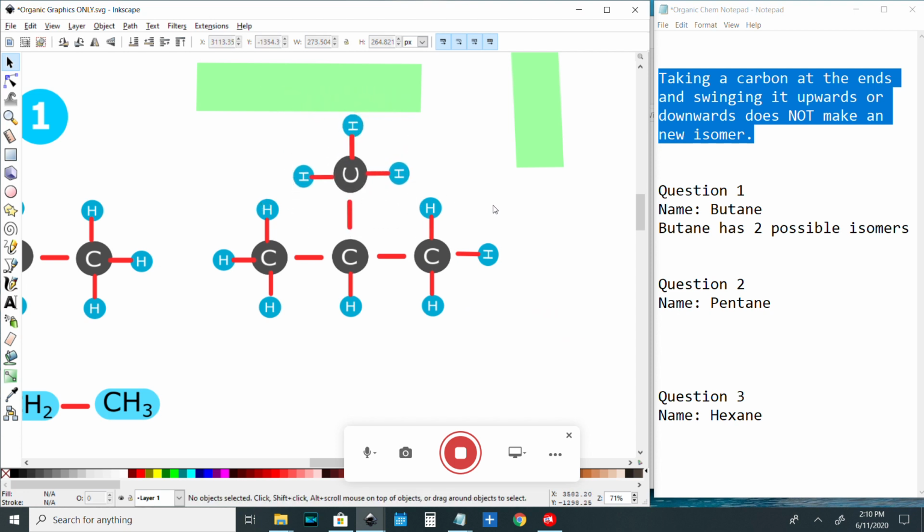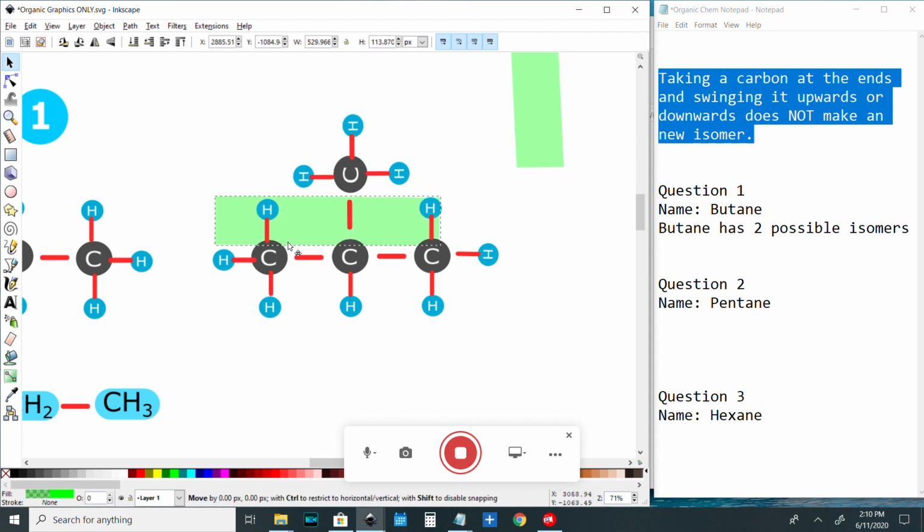Let's see if this will have a different name. So how many carbons does it have here? 1, 2, 3. That's the main chain, because I cannot count 4 as the main chain. I can't say 1, 2, 3 and then go back here, because if I go back, I'm treading on my own tracks.